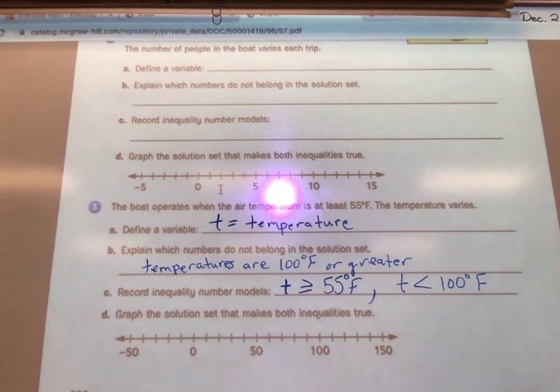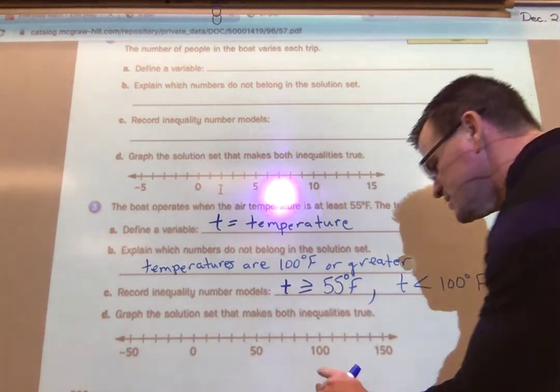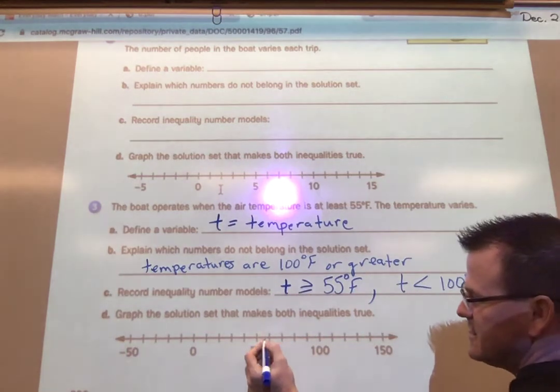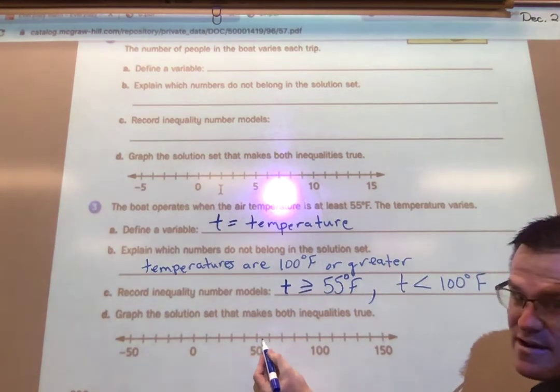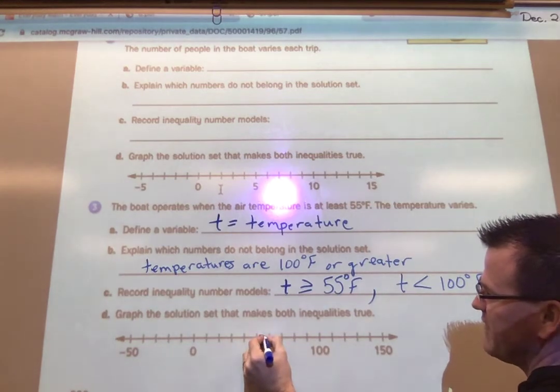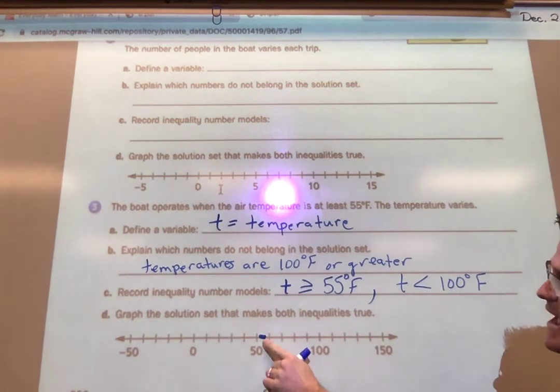So to graph this solution set, it's going to look a little different than the one up above. Okay, so we're going to start. It has to be 55 degrees. So it looks like 60, 70, 80, 90, 100. They're going by tens here. So 55 would be right here in the middle. Okay, and it has to be greater than or equal to 55. So I'm going to put it right in the middle. And notice I filled in the dot because it can include that temperature of 55 degrees.